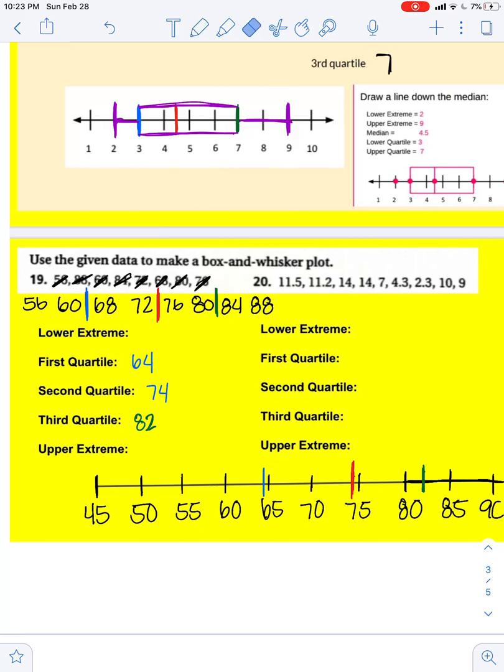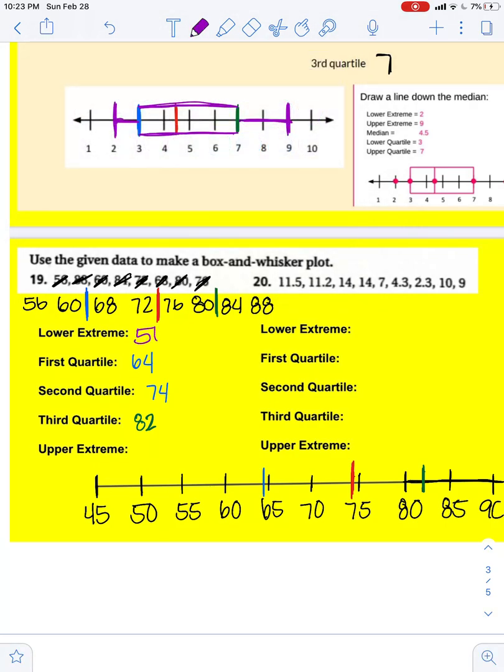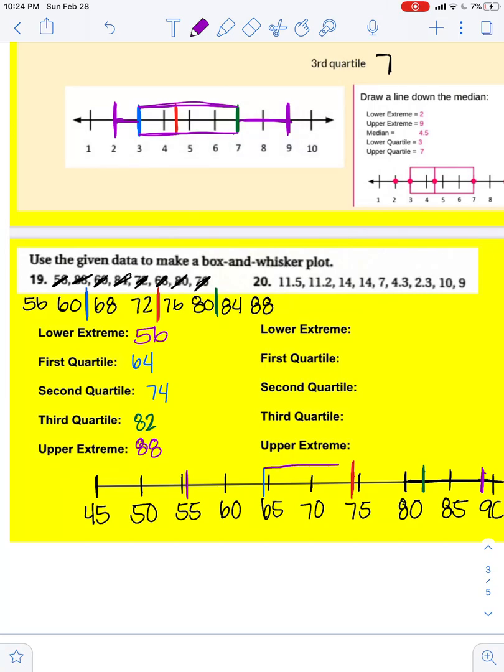And then our lower extreme is our lowest number, so that is going to be 56. So we'll mark that right here. And the upper extreme is the biggest number, which is 88. So we'll mark that up here as well. And then all we have to do now is draw the box. And now we have our box and whisker plot.